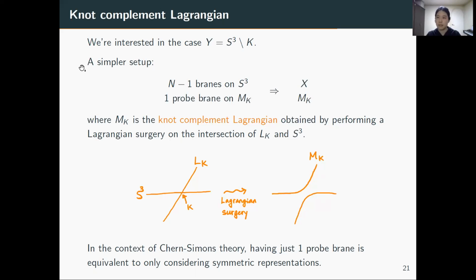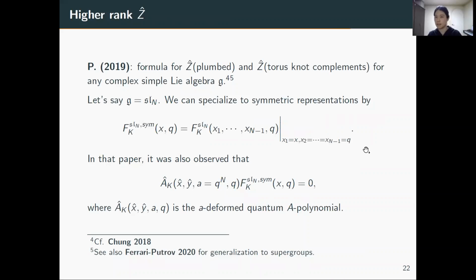So we're using the simpler setup. It's simpler because we're using only one probe brane. In the context of Chern-Simons theory, having just one probe brane is equivalent to only considering symmetric representations of the gauge group. So in order to connect this to Z-hats, I should talk a little bit about how to specialize to symmetric representations in the context of Z-hat.